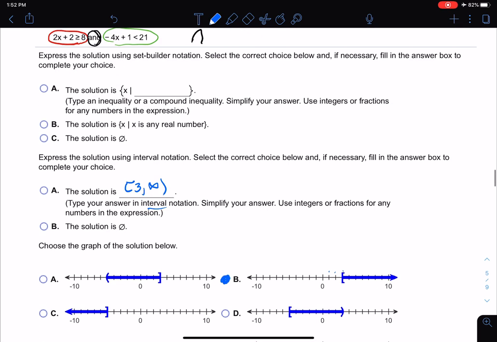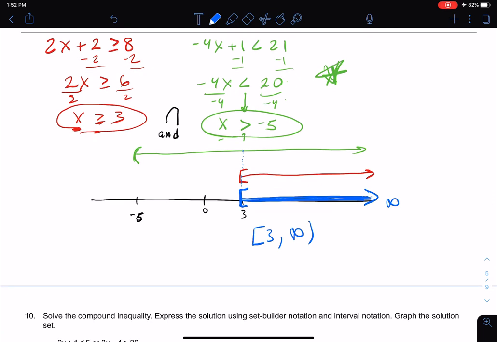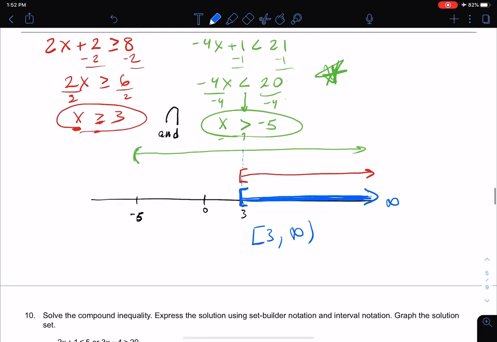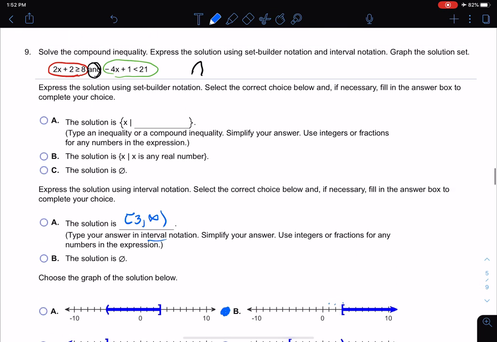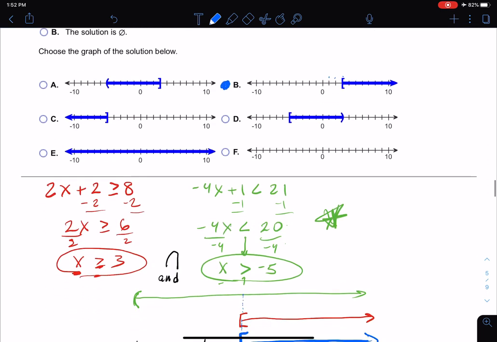Anything else? Oh, yeah, they wanted the answer in set builder. Can you say this in set builder? Yeah, it's shade the x's that are greater than, to the right, or equal to 3. So that just looks like that: x such that x is greater than or equal to 3. And there it is. Now we move on.